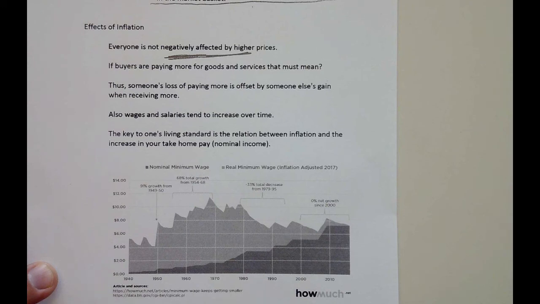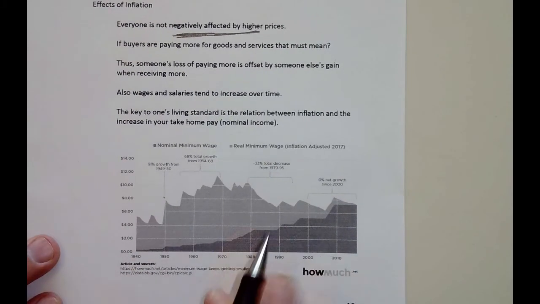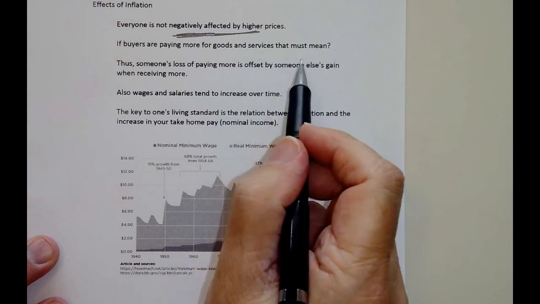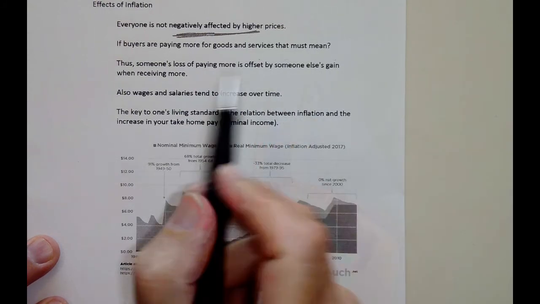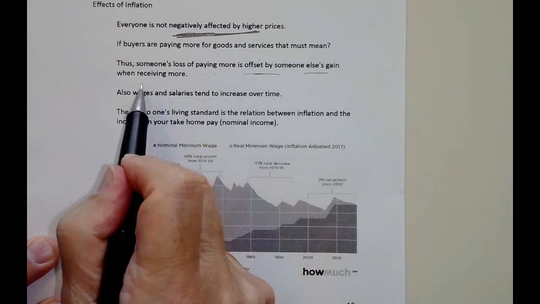Inflation has some negative macroeconomic effects across the entire economy, but I like to look at inflation as really a game here. Based on how you react to inflation, you can be a winner or you can be a loser. Sometimes you cannot avoid that, but sometimes you can. So again, if buyers are paying more for goods and services, that must mean what? That must mean the sellers are getting more as well. Someone's loss of paying more is offset by someone else's gain of receiving more.